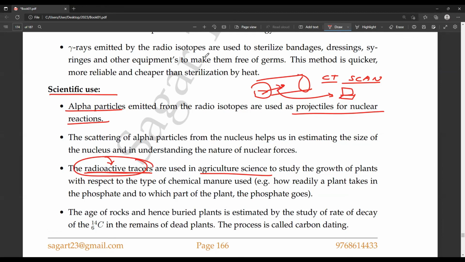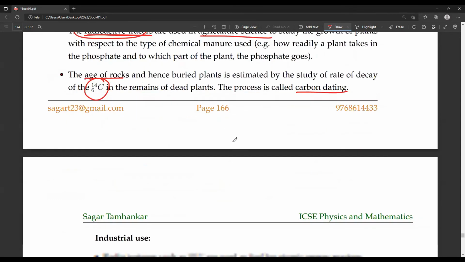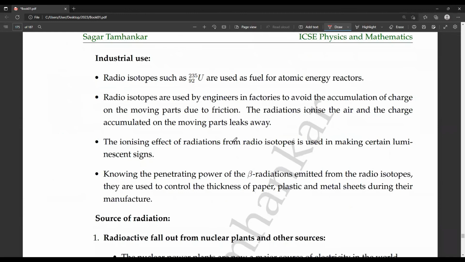Then there is the age of rocks. The process is called carbon dating. Living bodies have a certain proportion of carbon 14 in them. When the person dies, this proportion starts getting reduced. So when people found fossils, they calculated the amount of carbon 14 left in the body or in the bones. So they estimated the life of that person or that fossil. You don't need to know the detail. If you wish, you can find out on the internet, but you just have to write the use.